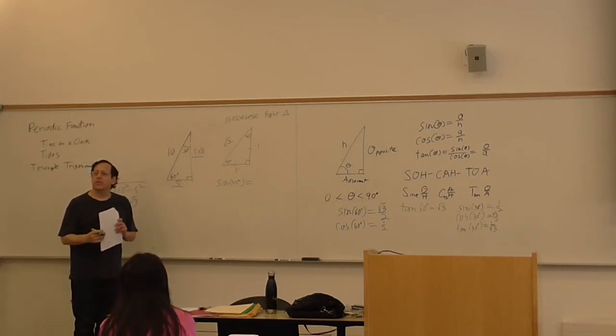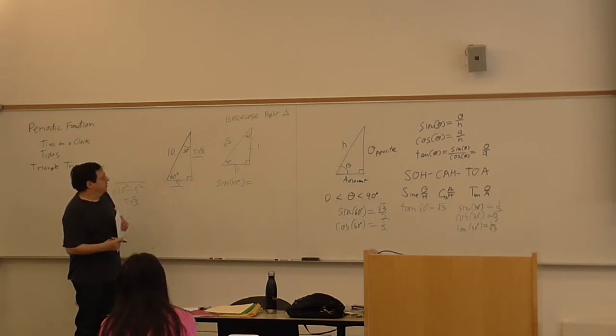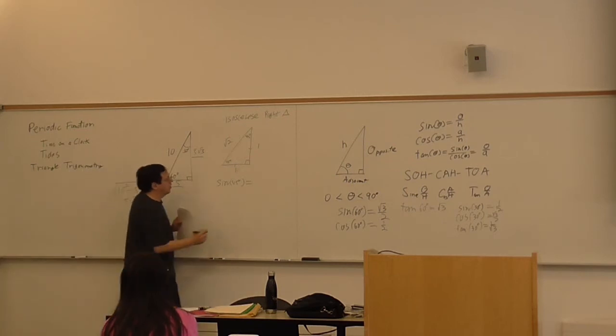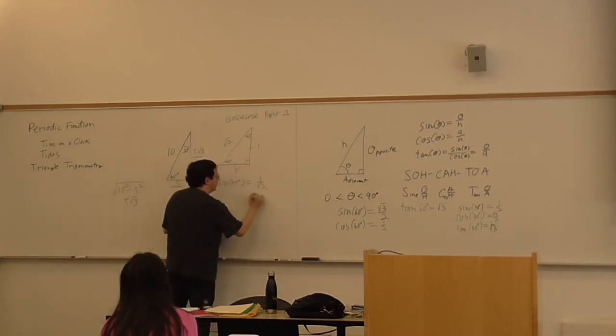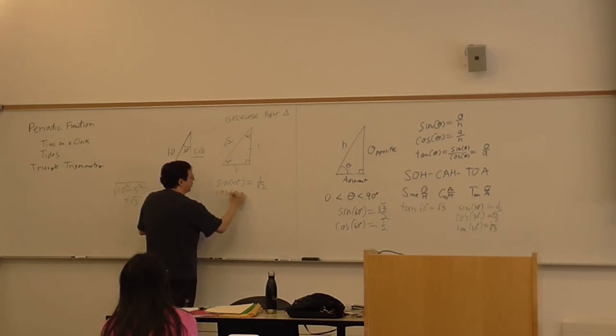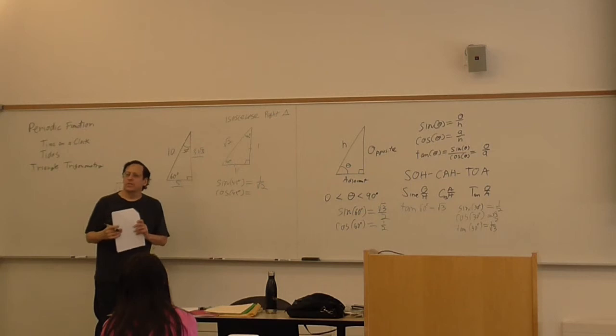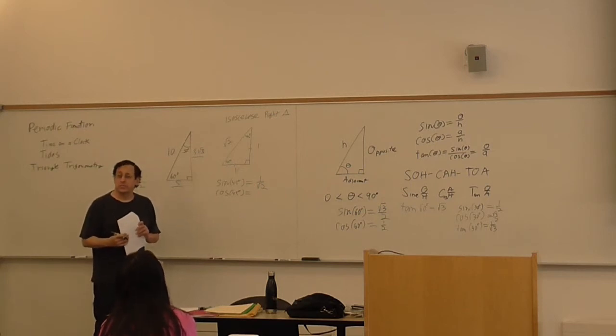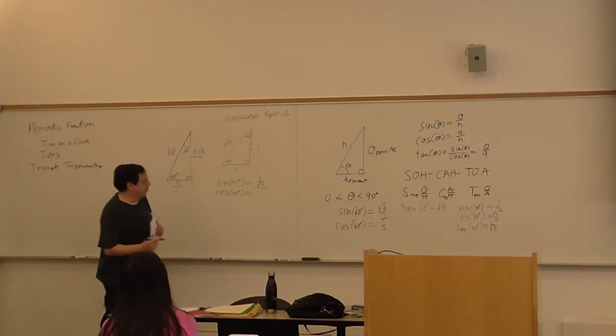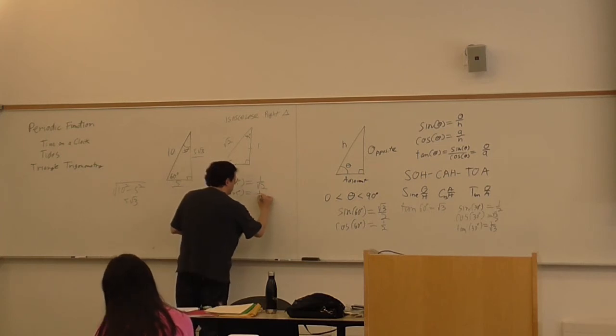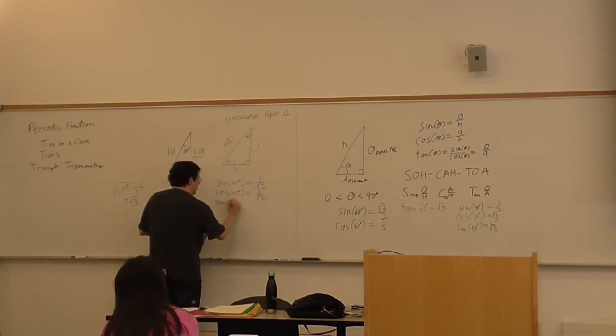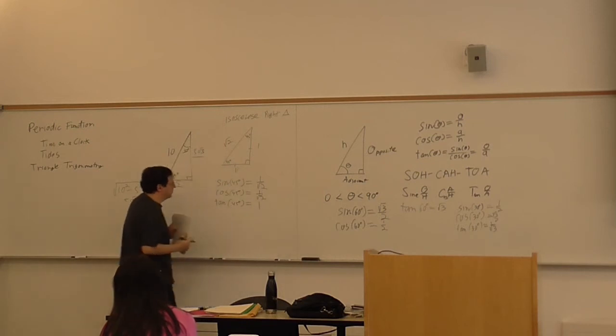Somebody help me out. Opposite over the hypotenuse. 1 over the square root of 2. Cosine of 45 degrees should be even easier now. 1 over the square root of 2. And the tangent is now what? Just 1.